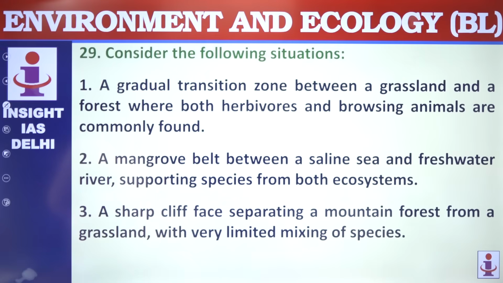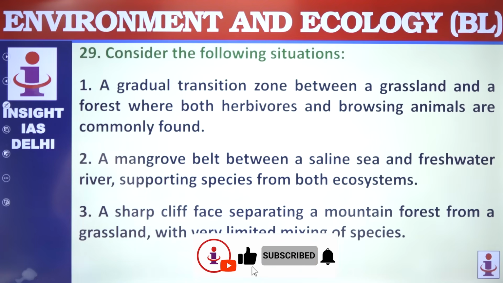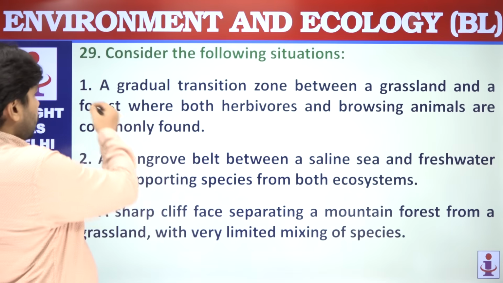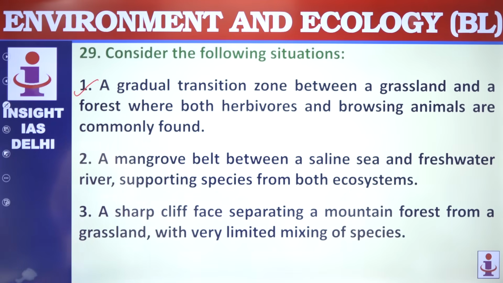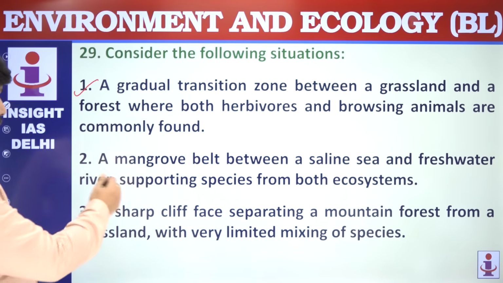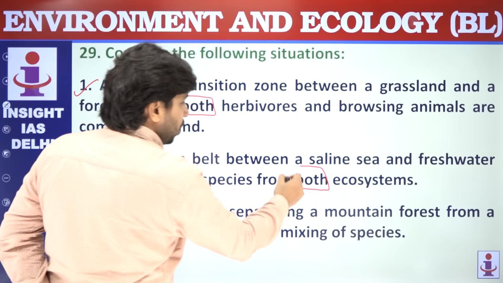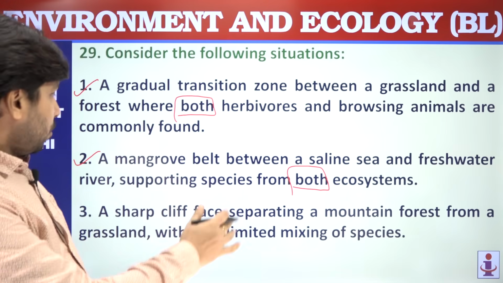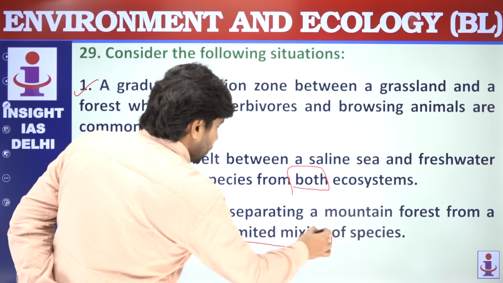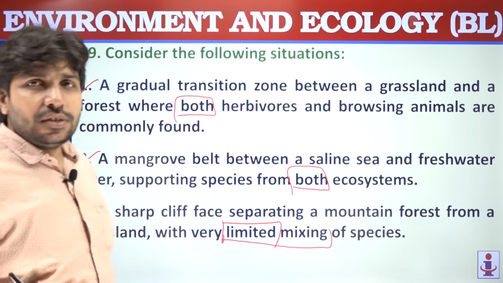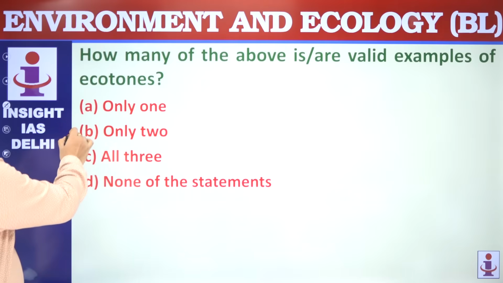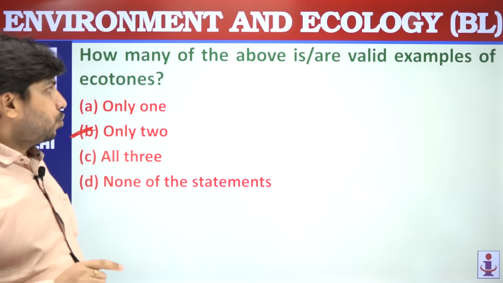A gradual transition zone between a grassland and a forest where both herbivores and browsing animals are commonly found. Three things are given and the question is asking about ecotones. Which of these are ecotones? A transition zone between grassland and forest, so statement 1 is an example of an ecotone. A mangrove belt between a saline sea and a freshwater river supporting species from both ecosystems. Here also, both. An ecotone is where two different kinds of ecosystems merge. A sharp cliff face separating a mountain forest from a grassland with very limited mixing. Limited mixing means the most basic feature of an ecotone, mixing of species, is limited here, so this is not a feature of an ecotone. Only 1 and 2 are correct examples of ecotone. This question was regarding examples of ecotone.